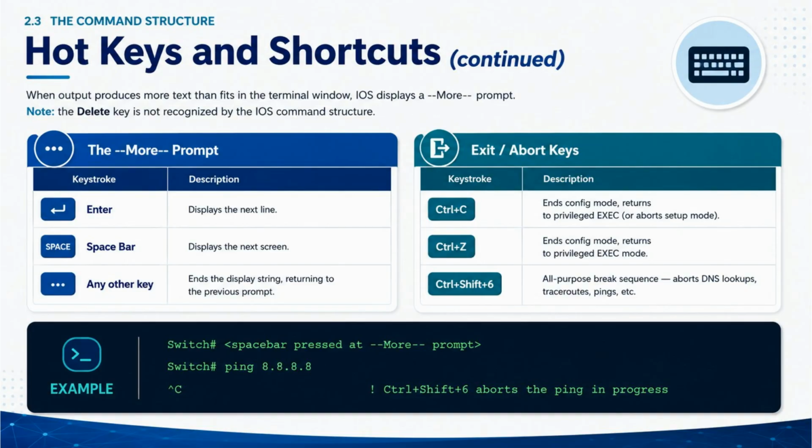Continuing hotkeys. The More prompt appears when output is longer than the screen. Enter shows one more line. Spacebar shows a full screen.